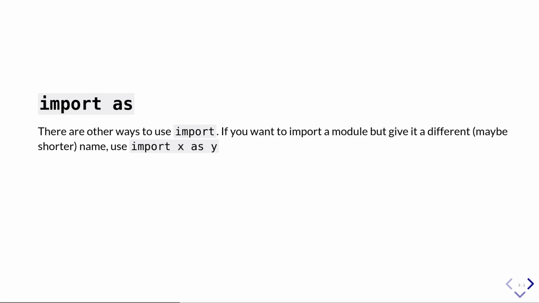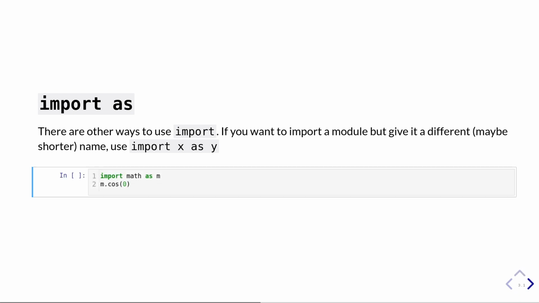So there are other ways to use import. You can import a module and give it a different name. For example, if you were importing a module which had quite a long name, you might want to give it a shorter name. You can do that by typing import something as something else. And that will help you to change the name of the thing you're importing. So if you don't want to type math all the time, then you can do import math as m, and then you'll be able to use m.cos instead of math.cos.